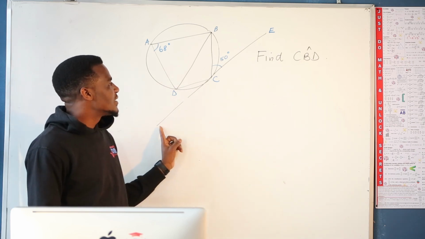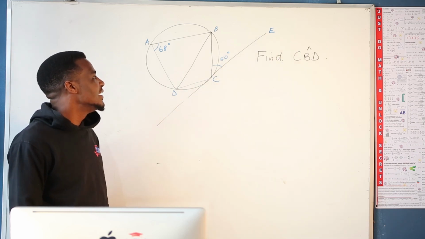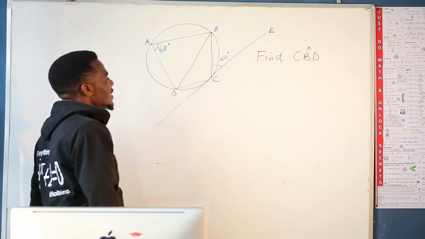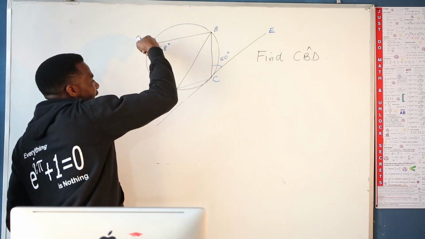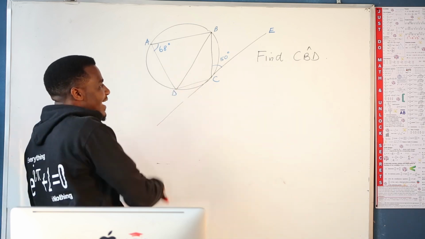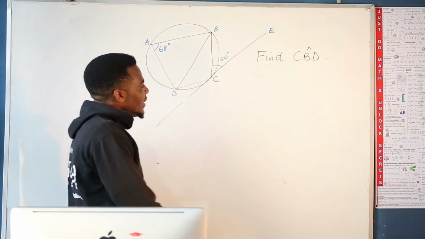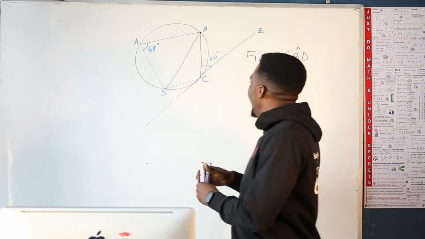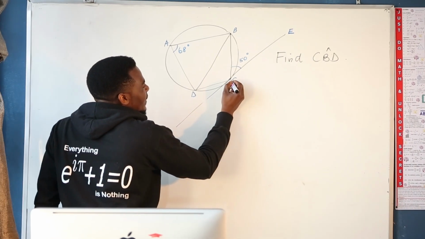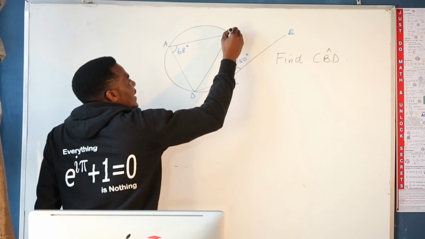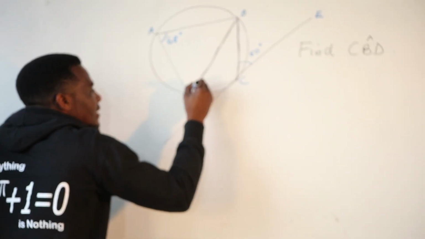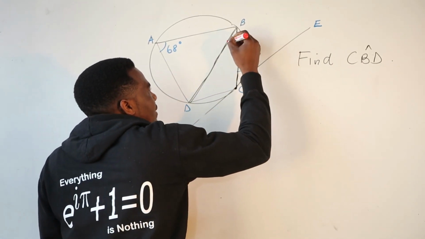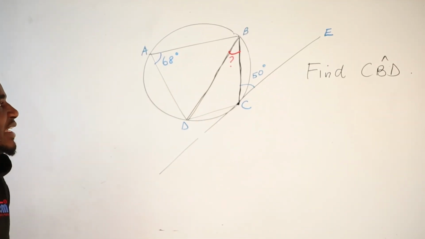Again, this line is a tangent to the circle at point C, and as we see here, angle BCE is 50 degrees, and also angle BAD is 68 degrees. The question is, we need to find angle CBD. So at C, we go all the way to B, and then we turn all the way to D. So the angle that we want to calculate is this one. This is the angle that we are much more interested in.